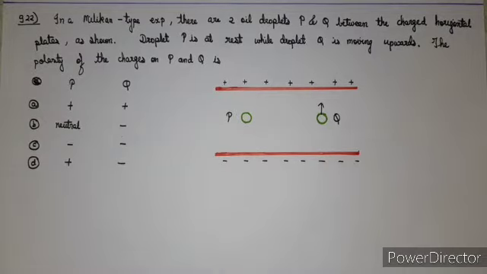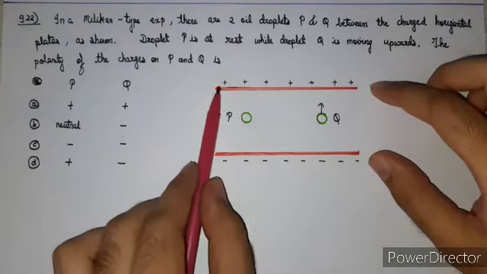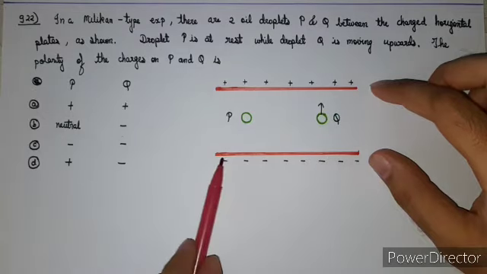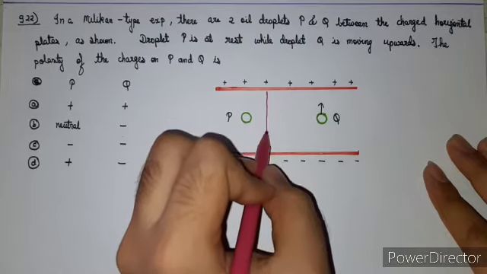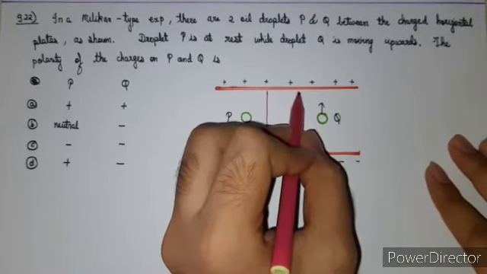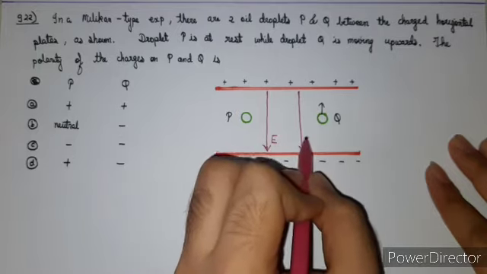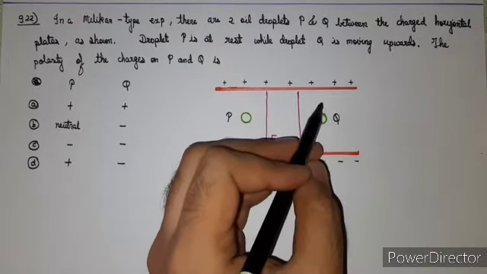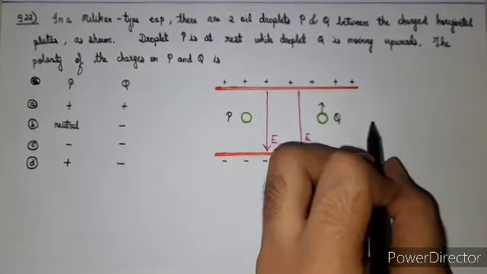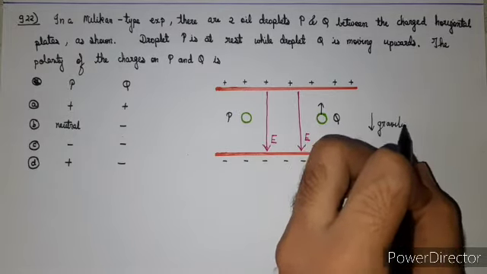Let us first see exactly what conditions are specified in the question. The two horizontal plates shown are both charged, with the upper plate positive and the lower plate negatively charged. So we can say that the electric field will be from the positively charged plate to the negatively charged plate, that is, vertically downwards. This is the direction of the electric field in this region. Gravity is acting vertically downwards.